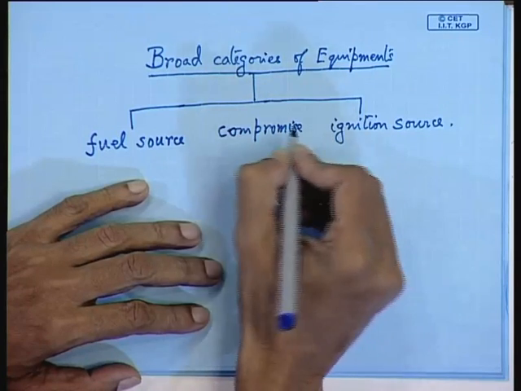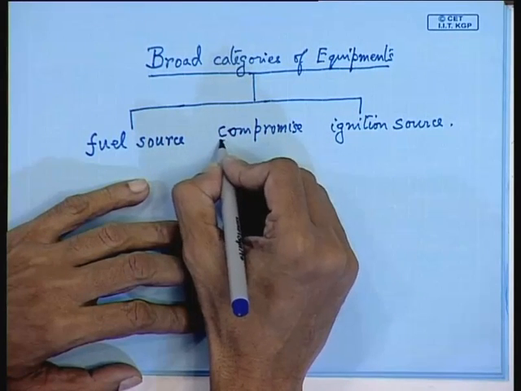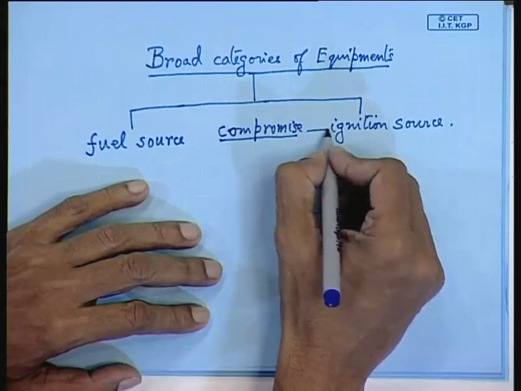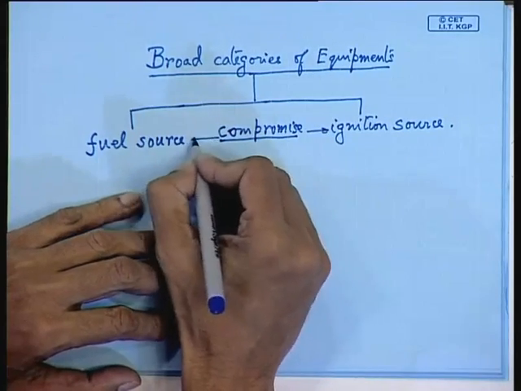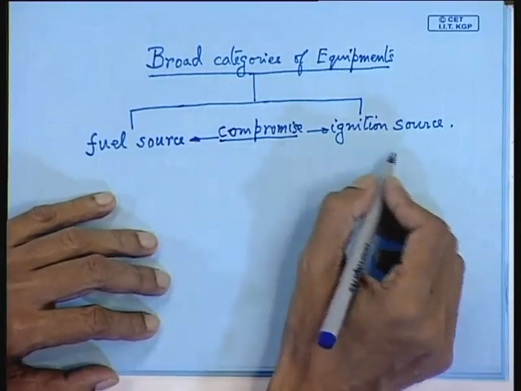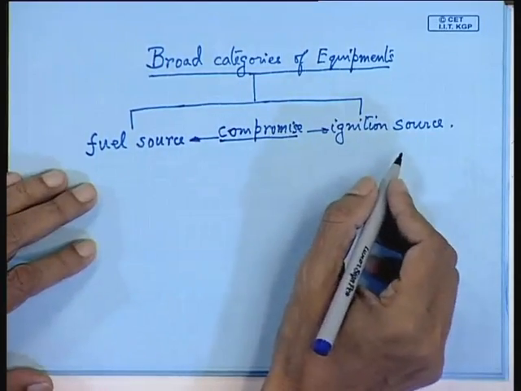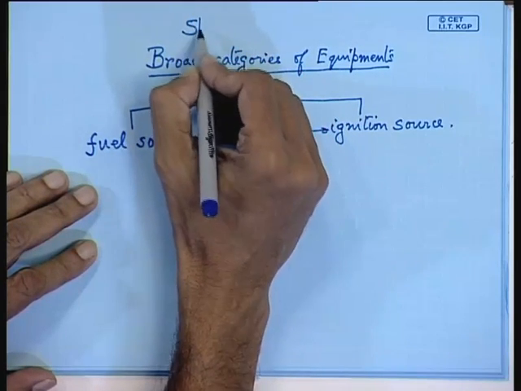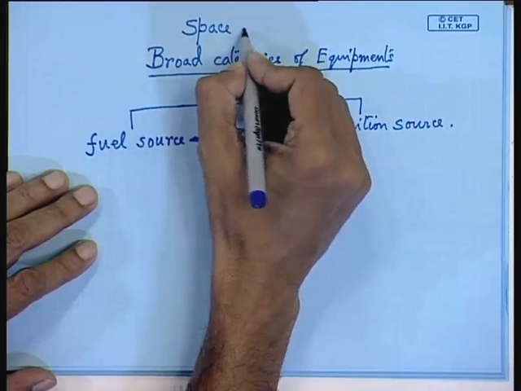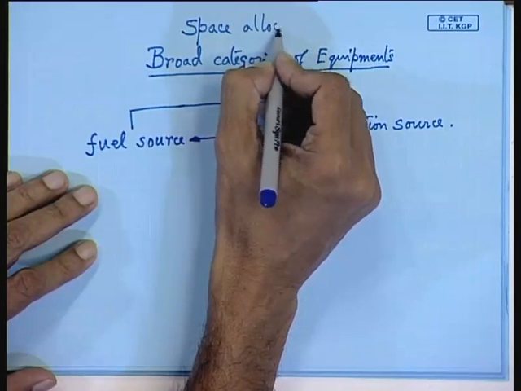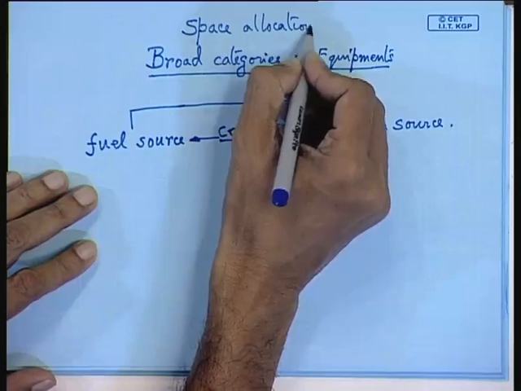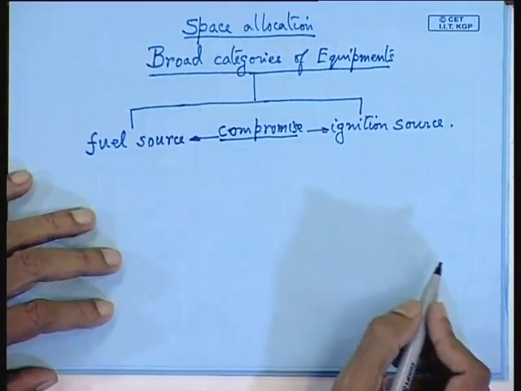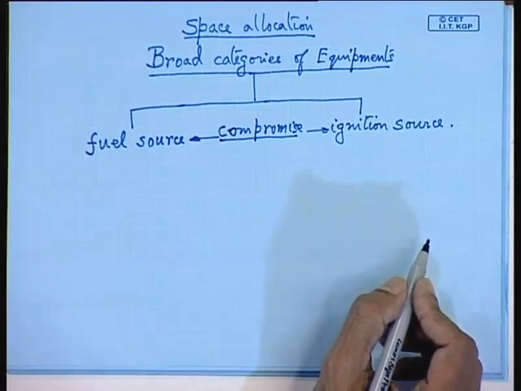So, all these factors will come into your general management layout, that is your topside facilities. So, compromise between these two equipments, that is a fuel source and ignition source, as far as space allocation is concerned. You have to allocate spaces for these equipment. How you are going to allocate? And after allocating the spaces, what you are going to do?